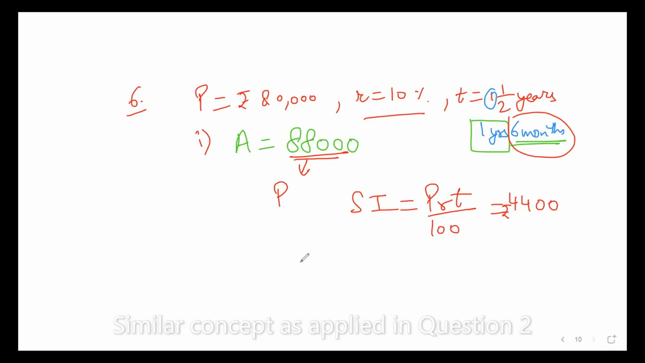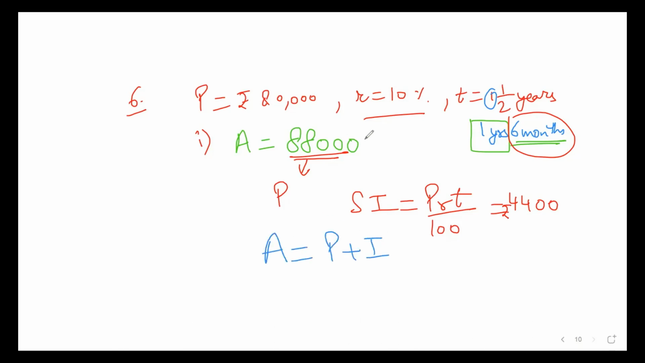Now they were asking for the comparison of amount, so you have to find out the amount. I've already told you amount is principal plus interest. Principal is this, don't take 80,000, I'm repeating again. Principal is this, interest is this, you have to add both, and then you will get the amount, that would be 92,400. So this answer you will get in the first case.